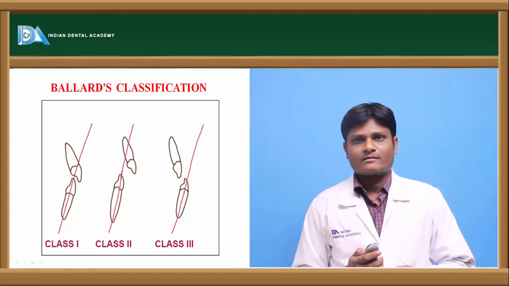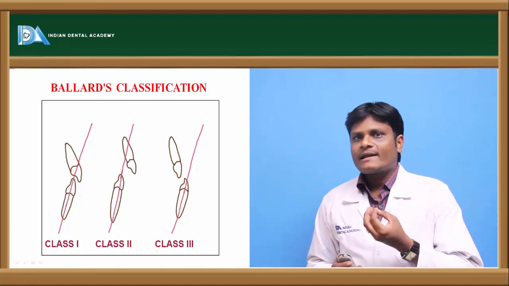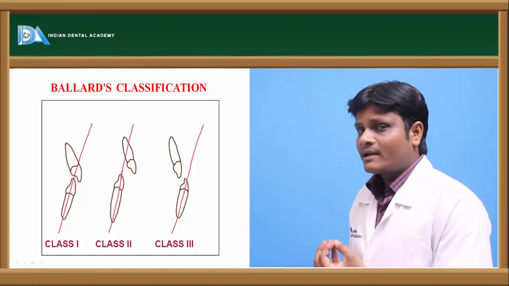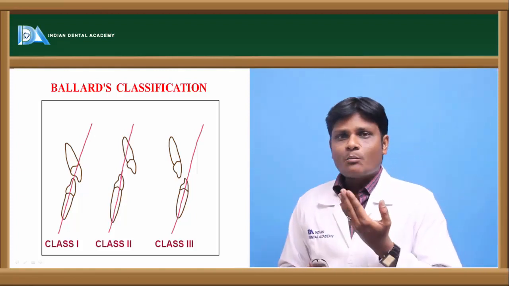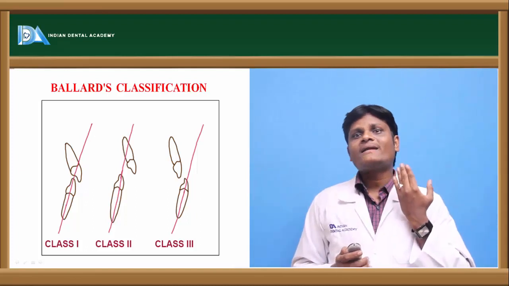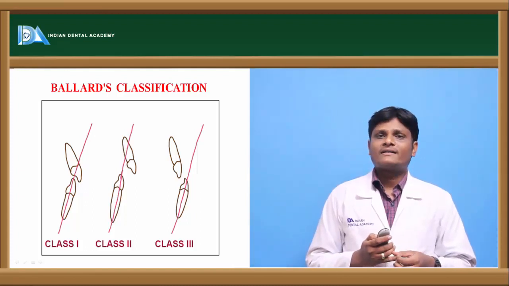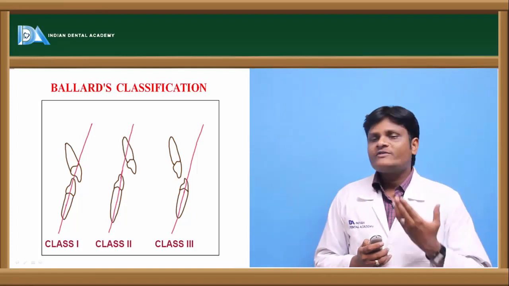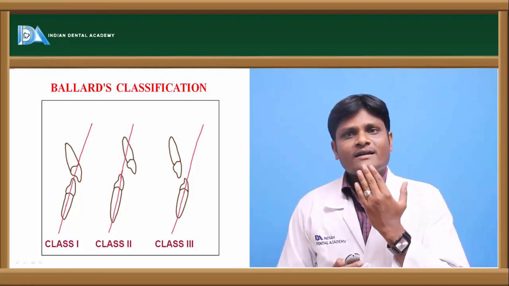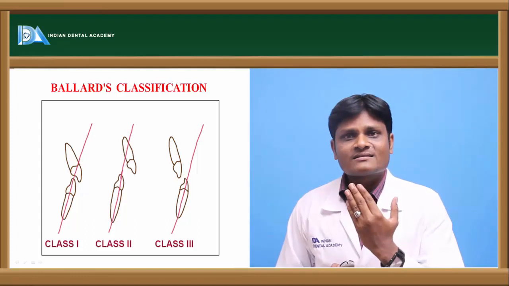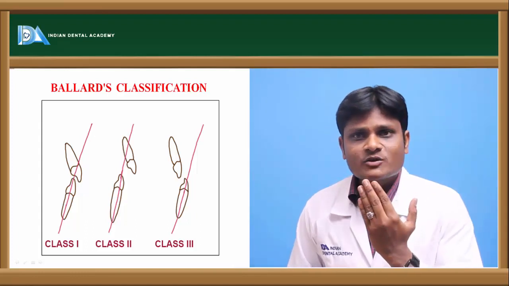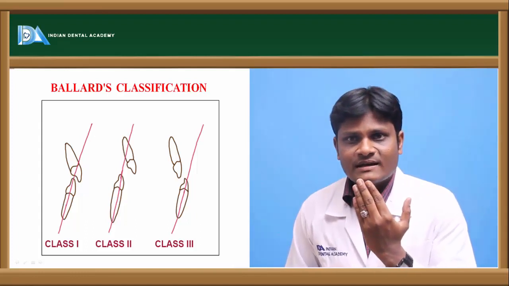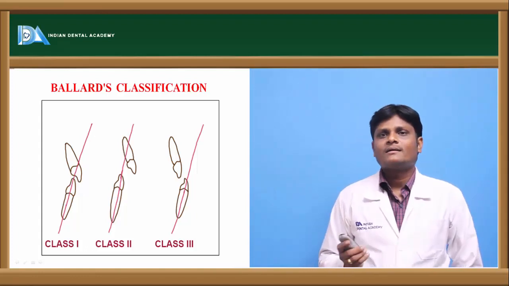class 1. If the incisal edge of the mandibular anterior lies more distal or more behind the cingulum of the maxillary anterior, then it is called class 2. If the incisal edge of the mandibular incisor lies more anterior to the maxillary incisal edge, then it is called class 3.